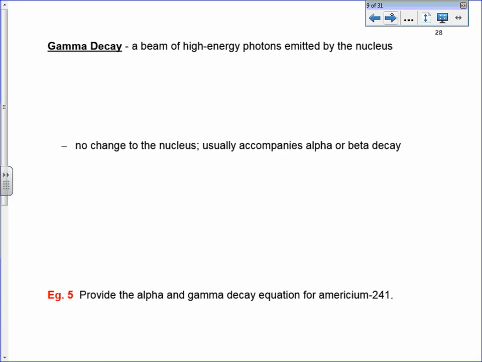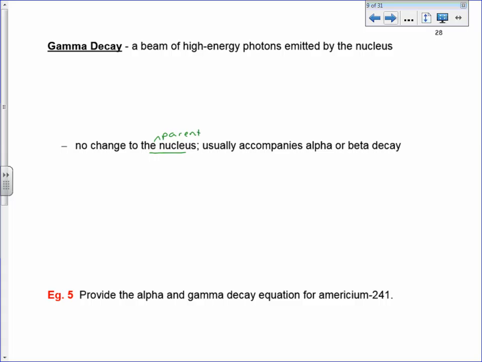Okay, gamma decay. Gamma is a little different than the other three types of decay because it doesn't actually change the parent nucleus. Gamma decay also usually occurs along with other types of decay. It very rarely occurs on its own. It usually accompanies alpha or beta decay. So there's no change to the parent nucleus.